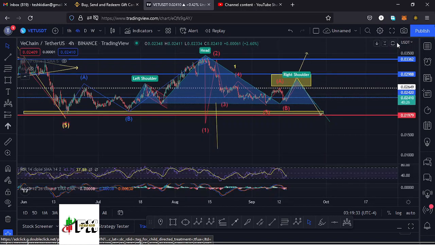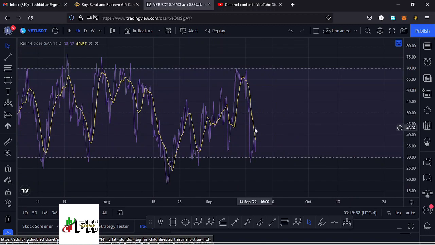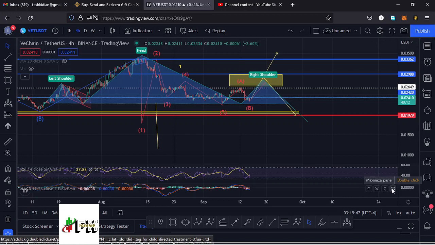Also taking a look at the indicators to see what movements will be supported here on the RSI. On the RSI, we are trading at around the 43 mark. That means we have massive room for us to support any movement to the upside in the formation of a wave 2. Also taking a look at the MACD.